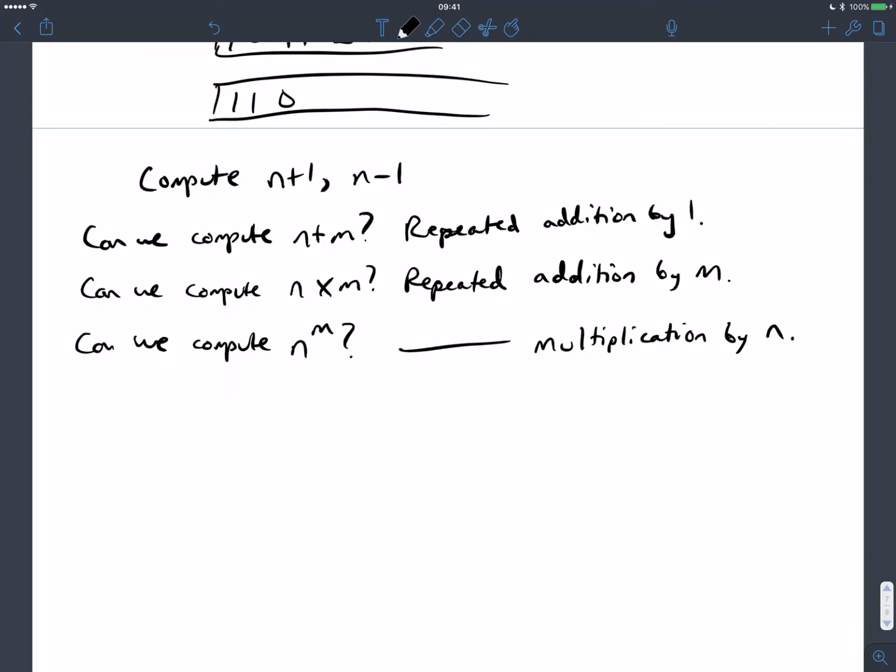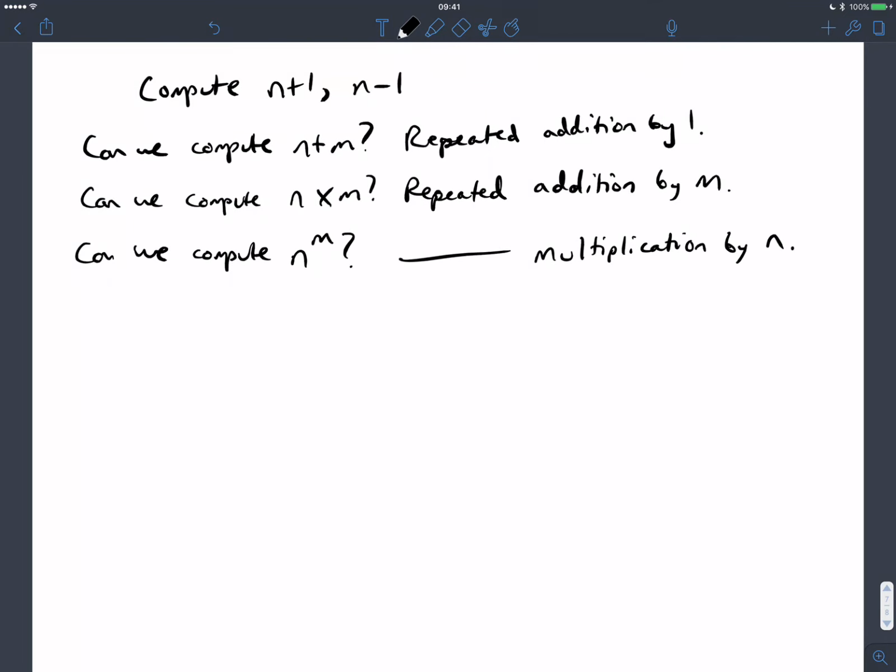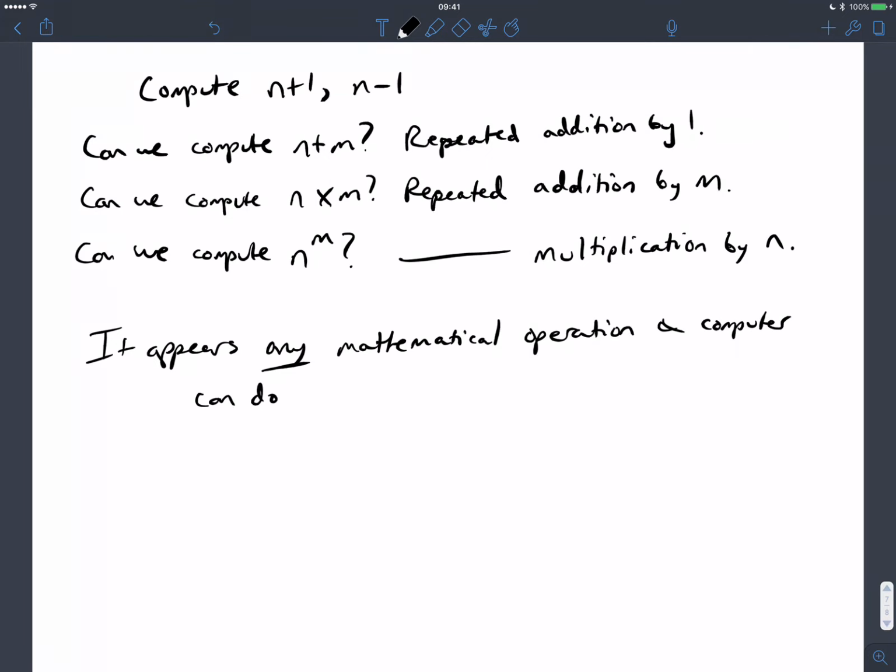Is there any mathematical operation that your computer can do but a Turing machine can't? So it seems like any mathematical operation, cosine, sine, tangent, whatever, that your computer can do, a Turing machine can certainly do as well. So it appears any mathematical operation a computer can do, a TM can also do.